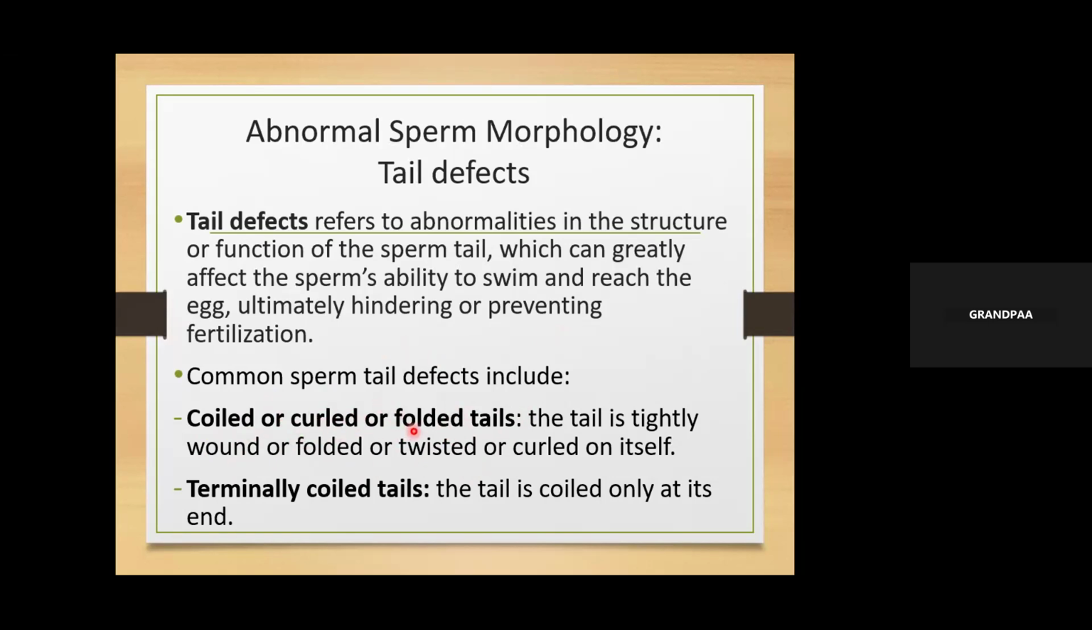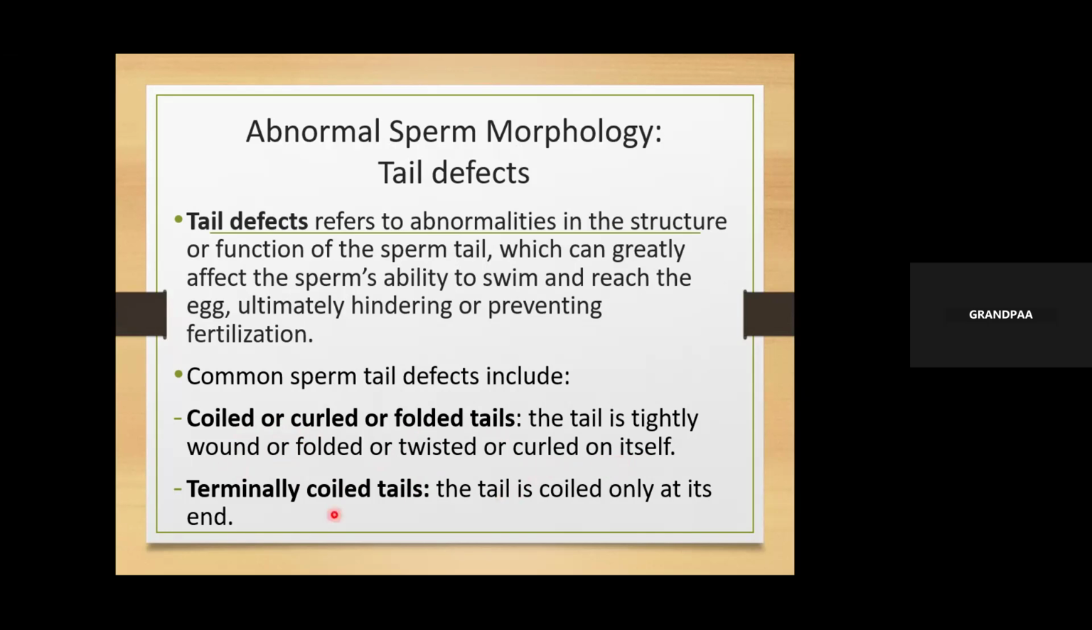It's the same thing. So the tail is tightly wound, not wound as in a saw, but winding, or folded or twisted or curled on itself. That's a coiled tail. And once the tail is coiled in this manner, how is it going to move? Because the movement is by propelling. Once it is curled or coiled or folded like this, you're going to have a challenge in the movement.